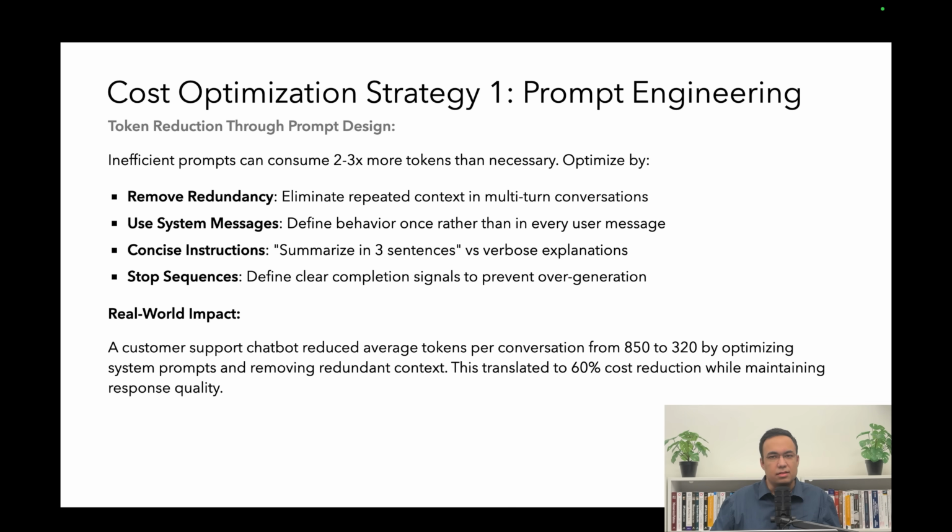The third is concise instructions. Instead of verbose explanations, use direct instructions. "Summarize in 3 sentences" is much better than "Please provide a summary that is concise but informative, capturing the key points in approximately 3 sentences." So try to be more direct with instructions rather than having it be multiple sentences. And the fourth is stop sequences. You should define clear completion signals to prevent overgeneration.